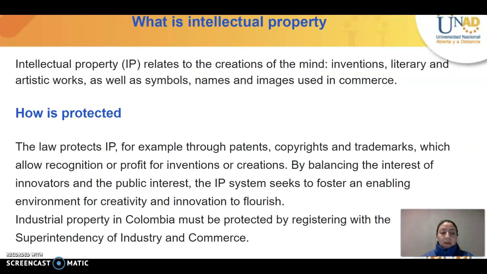How is it protected? The law protects IP, for example, through patents, copyright, and trademarks, which allow return or profit for an invention or creation, by balancing the interest of the innovator and the public interest, thus fostering an enabling environment for creativity and innovation to flourish. Industrial property in Colombia must be protected by registering with the Superintendency of Industry and Commerce.